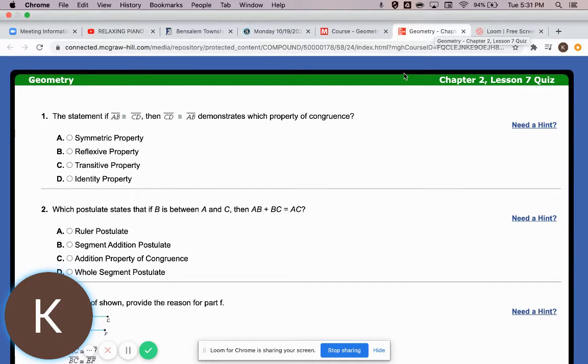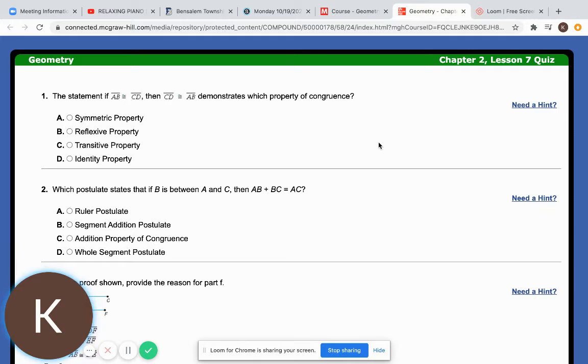I just thought I would take you through a little bit of a quiz here, just to test your knowledge on chapter 2, lesson 7. So this is 2.7. This is actually the third video on this section of this unit. Hopefully you can go through these at the same time as I am, and figure out how you're feeling on this.